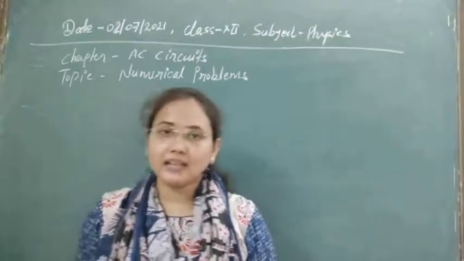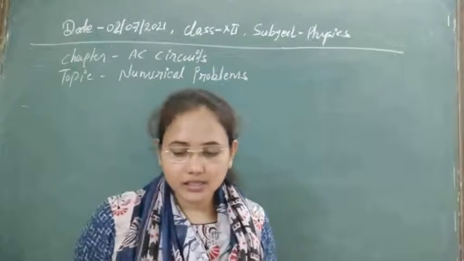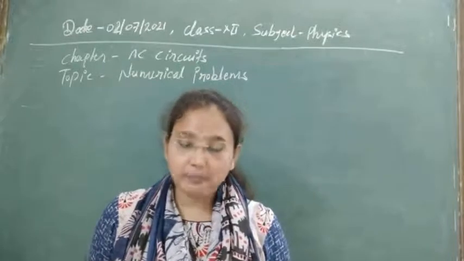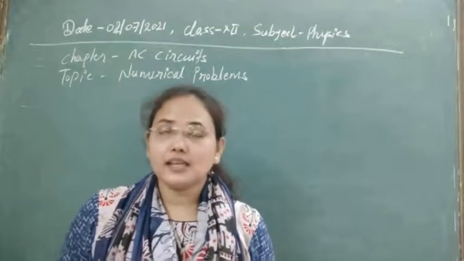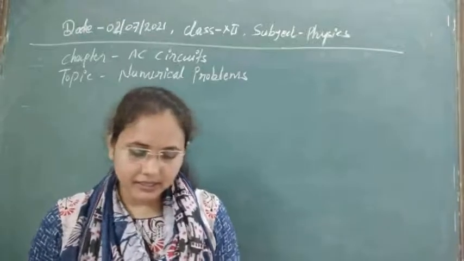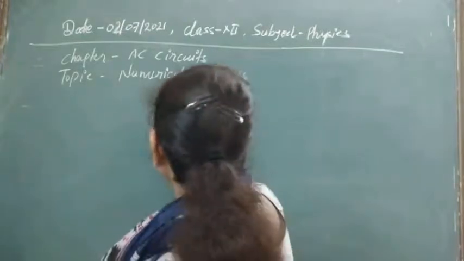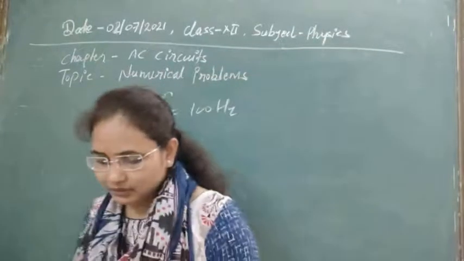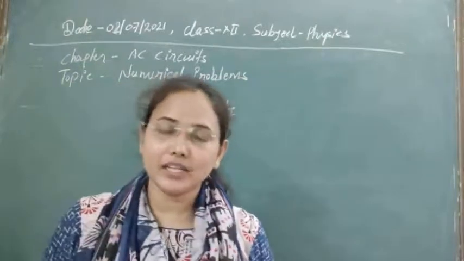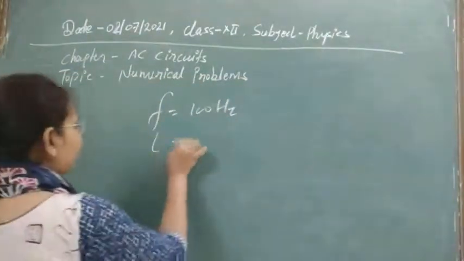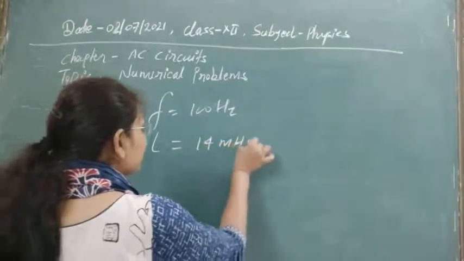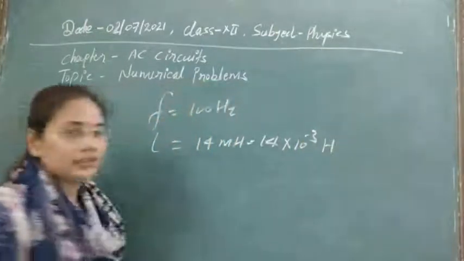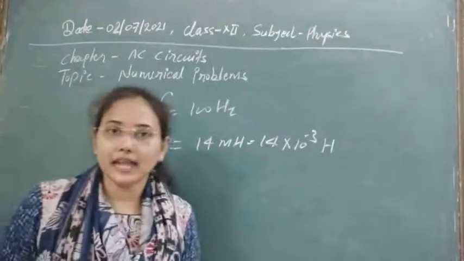The first numerical: 100 Hz AC is flowing in a 14 mH coil. Find its reactance. It is given that the frequency of the AC signal is 100 Hz. The second thing given is a coil with self-inductance 14 millihenry, so L is equal to 14 millihenry. You can change it to the standard unit by multiplying by 10 to the power minus 3, converting it into Henry. Now we have to find the reactance of this circuit.